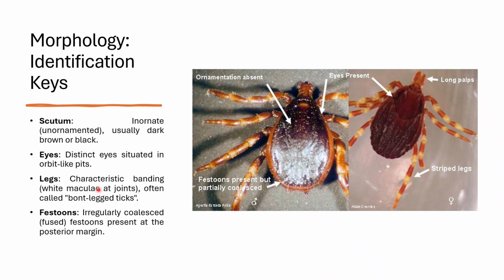The legs have a characteristic banding or white maculae at the joints, as shown in the diagram, often called bont-legged ticks. The festoons are present but irregularly coalesced or fused, present at the posterior margin. The diagram shows the dorsal view of a typical male. So you have here the male and the female Hyalomma with the identifying features of the genus.